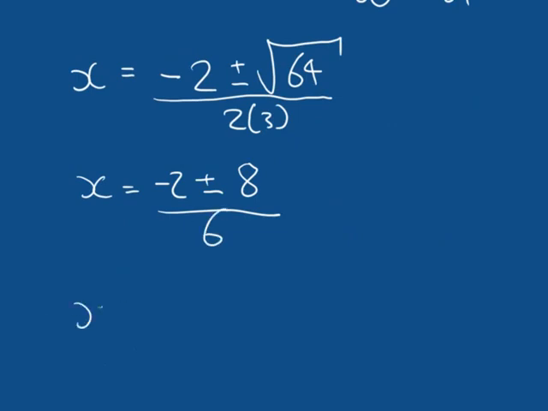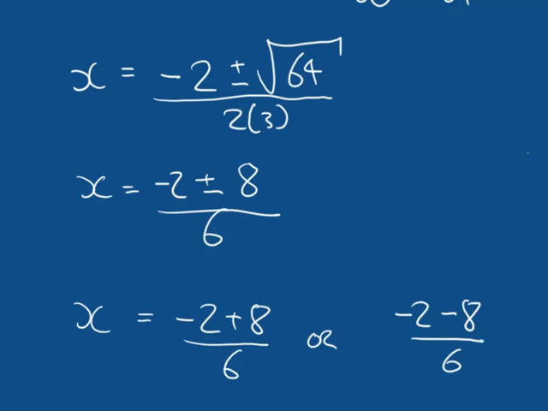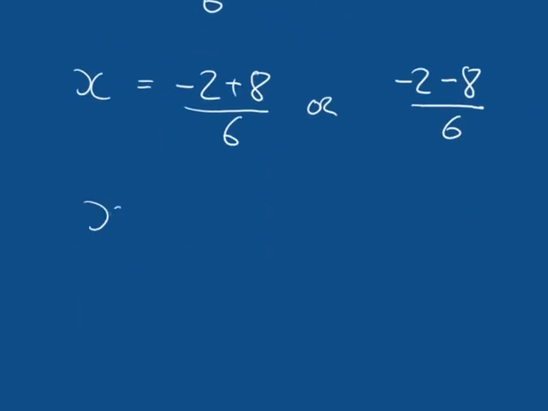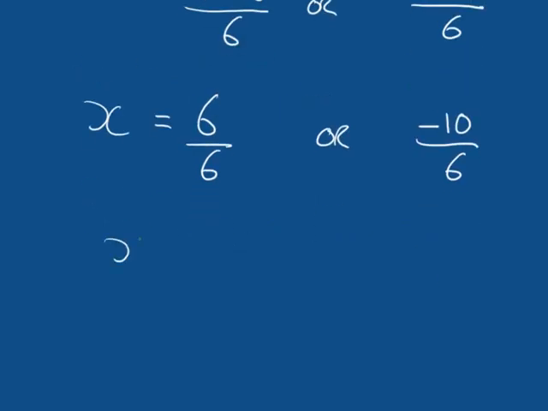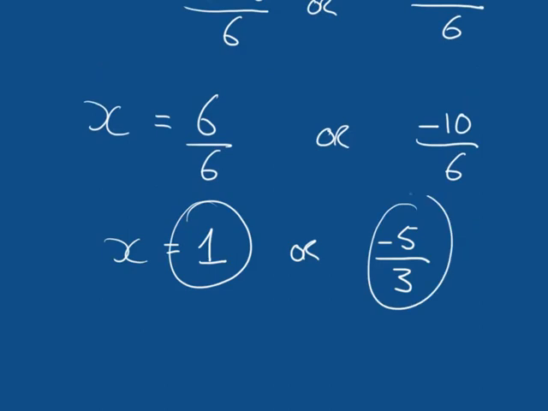So that means x is equal to minus 2 plus 8 over 6, or the other solution, x is equal to minus 2 minus 8 over 6. So our two solutions, x is equal to, well, minus 2 plus 8 is going to be 6 over 6. Minus 2 minus 8 is going to be a negative 10 over 6, and we can simplify these down so that x is equal to 1, or x is equal to minus 5 over 3. So these are our two solutions for x.